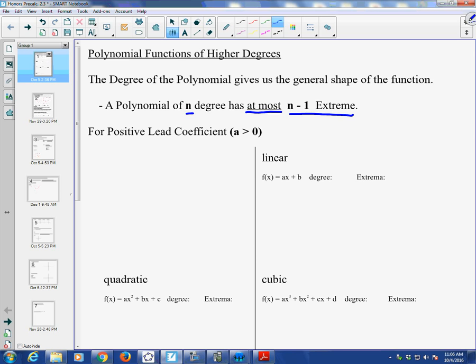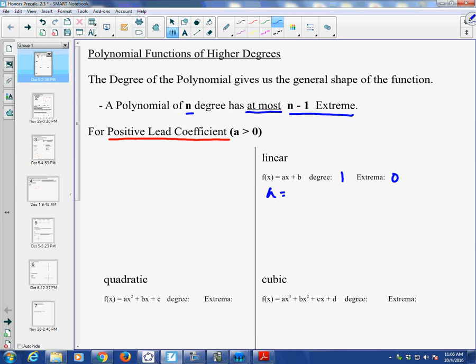So we're going to take a look at some general cases here. And in all these general cases, we're going to say that our lead coefficient is a positive number, right? So the first case we'll look at is the linear function. This is a polynomial of degree 1, and that means that we would have 0 extrema. It's a pretty simple case.